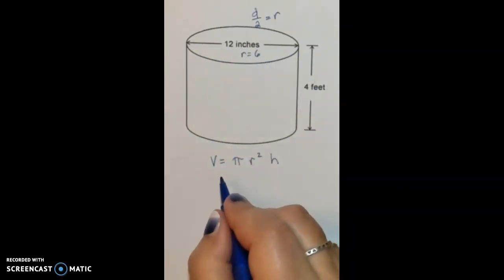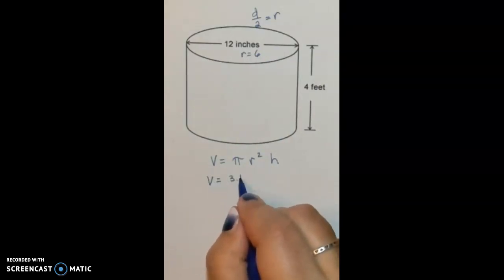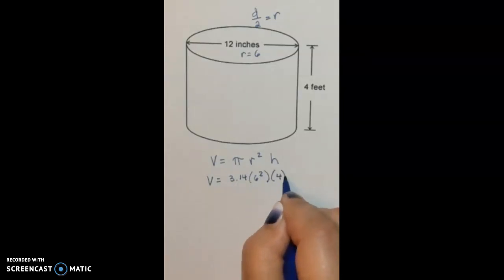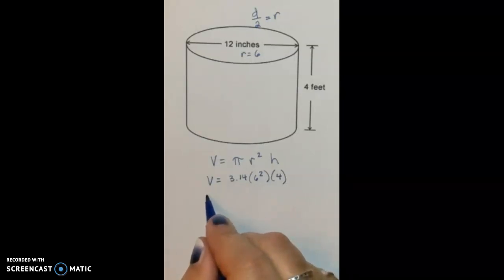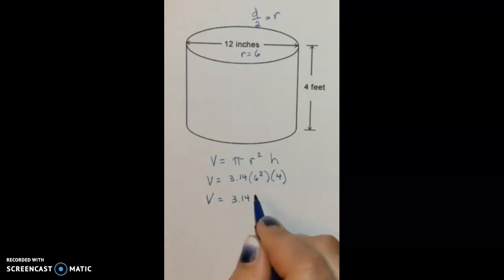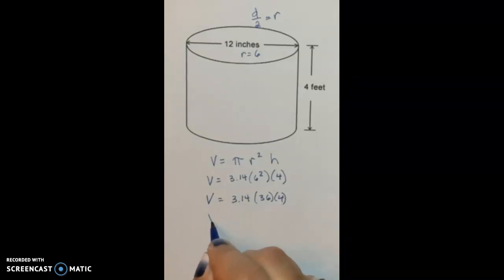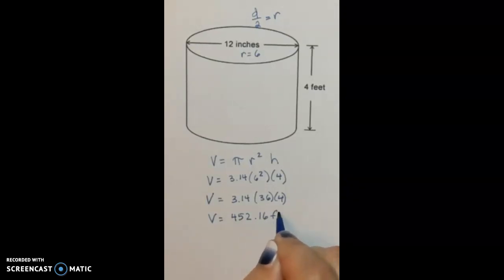All right, we're going to go ahead and substitute our values in. Our volume is going to be found by multiplying 3.14 times 6 squared times the height, which is 4 feet. And then we're going to go ahead and punch that into our calculator as 3.14 times 36 times 4. Hopefully you get the same answer that I got, which was 452.16, and that's going to be cubic feet, or feet cubed.